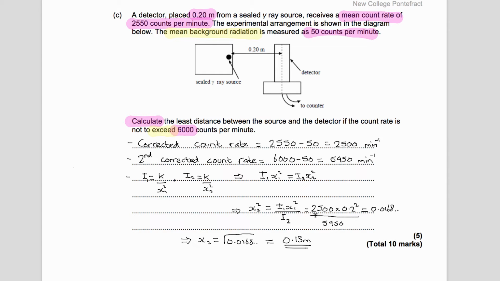So we just put our numbers in. This is the starting corrected count rate of 2,500. The distance was 0.2 meters, and so we square it. The corrected count rate that we want is 5,950, which gives us 0.0168, etc. But that's the distance squared. We then square root it, which gives us a distance of 0.13 meters. So if we move this to 0.13 meters, on average we're going to get a count rate of about 6,000 per minute. So that was question number 9 of the nuclear physics homework booklet.